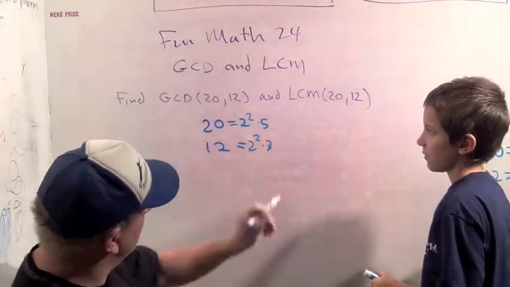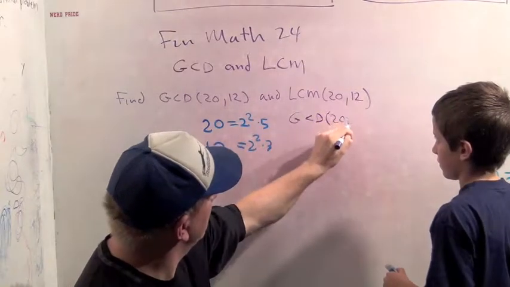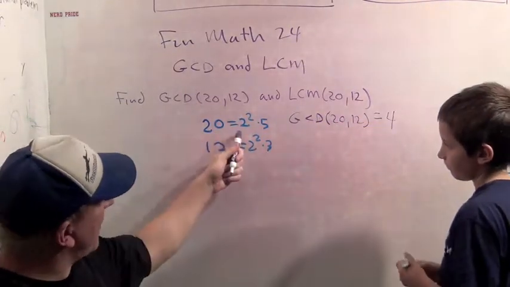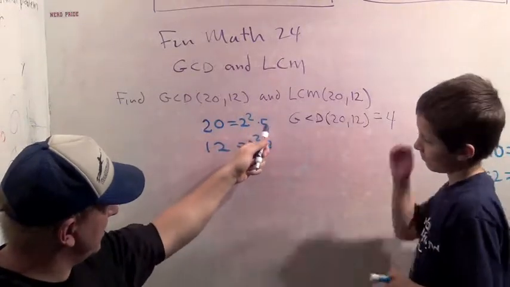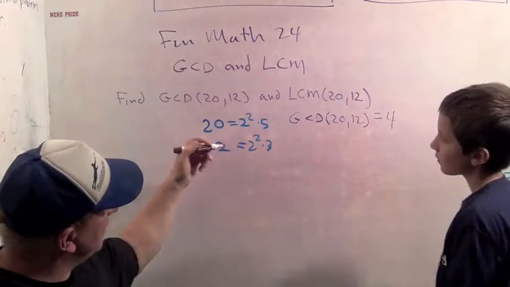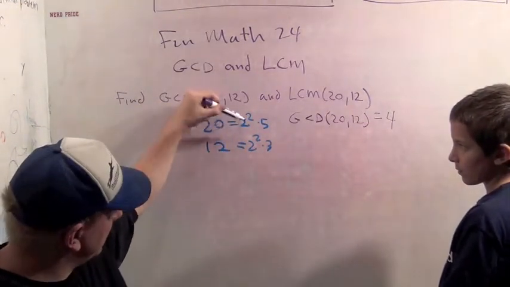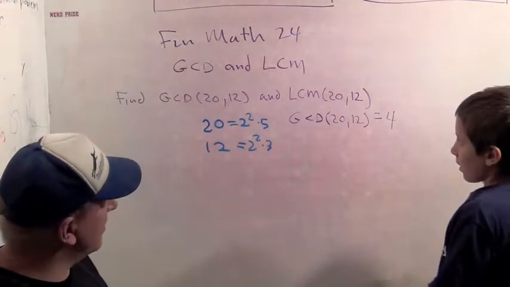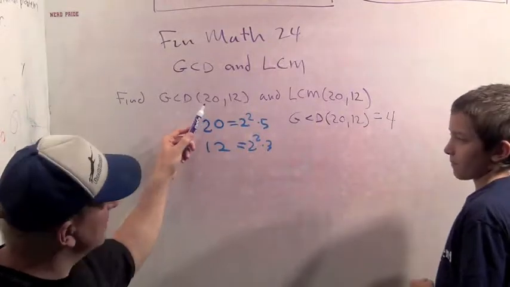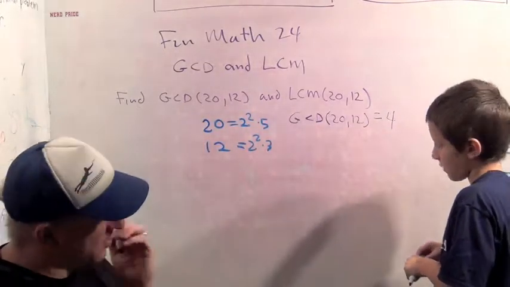Let's write it up here. GCD of 20 and 12 is 4, because when you factor 20, you get 2 squared times 5. When you factor 12, you get 2 squared times 3. And the primes that are the same in both are the 2 squared. So the greatest common divisor is 4. Now, it's worth going back and checking. Does 4 go into 20? Yep. Does 4 go into 12? Yep. Okay, looks good.